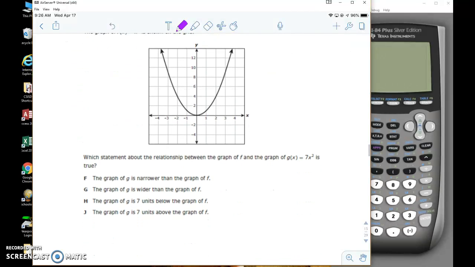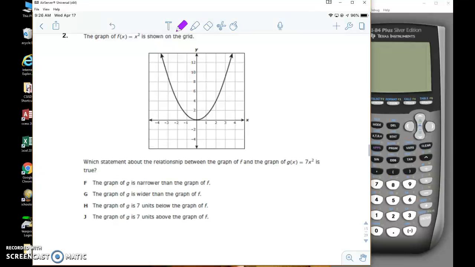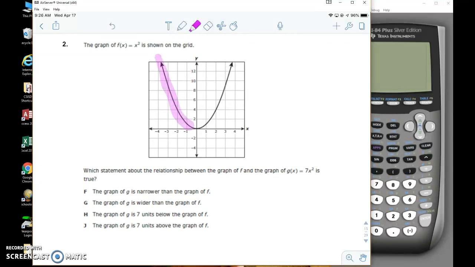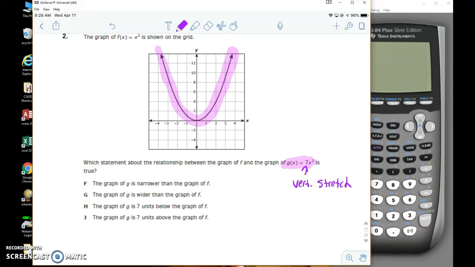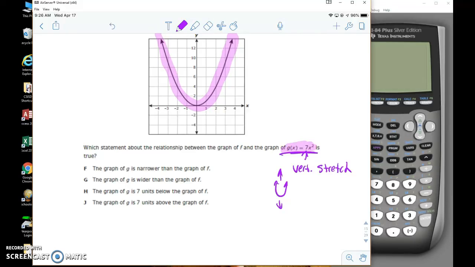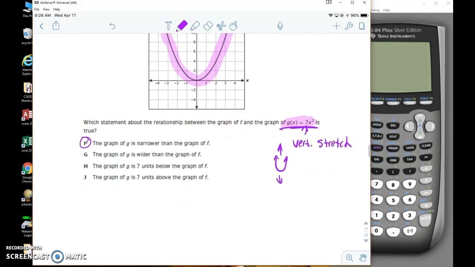Number 2, which statement about the relationship between the graph of f, the parent function, x squared, and the graph of 7x squared is true? This 7 is a vertical stretch. So a vertical stretch means that our graph gets narrower if we take this graph and we stretch it out. You could have graphed these both in your calculator. You should have gotten the correct answer is F.